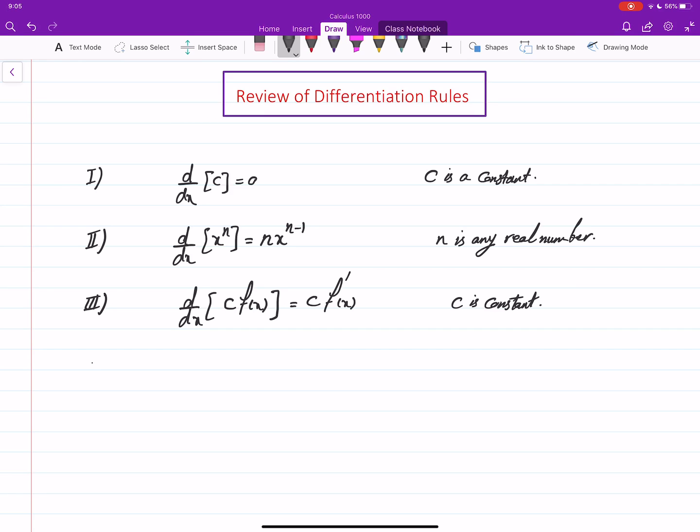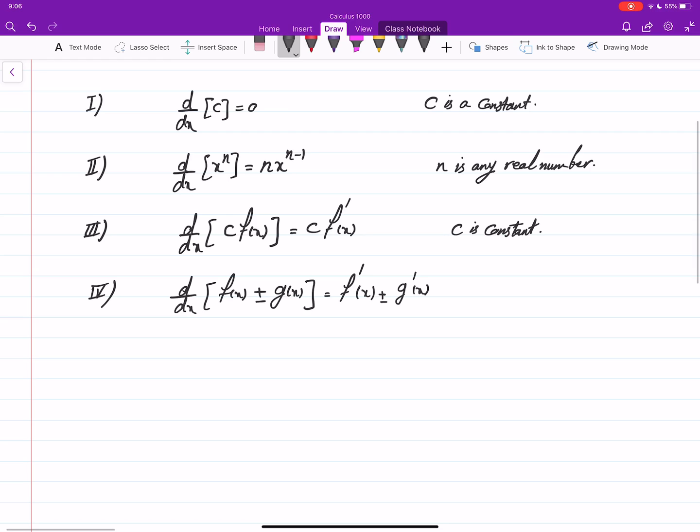Then the fourth one is the sum or difference rule. If you add two differentiable functions, it is going to be differentiable, and the derivative is the sum of the derivatives. If it is the difference of two functions, then you differentiate the difference. Well, I encourage you to go through the proofs in the book for these cases. These are very interesting cases.